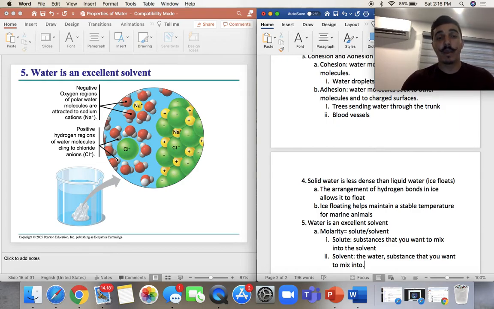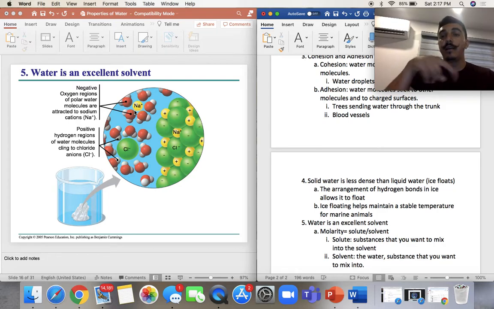So water is a great solvent. What does that even mean? That means that when we add, say in this example, NaCl or salt, water is able to break down the salt and form these little coverings or layers around it. The negative oxygen regions of the polar water are attracted to the sodium, the cations. And on the opposite side, remember opposites attract, the positive hydrogens are attracted to the negative ions. Anions negative, cations positive. So it creates this little cloud and it's able to separate them.